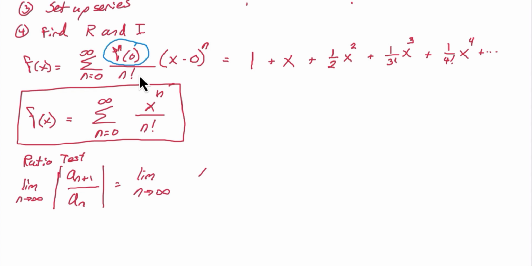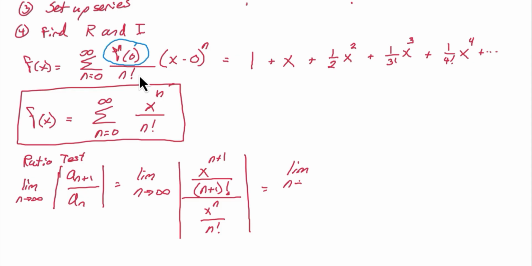The next term would be x to the n plus 1 divided by n plus 1 factorial. All of that divided by the current term, x to the n divided by n factorial. Let's rewrite that. We'll copy the top fraction and multiply by the reciprocal of the bottom fraction.